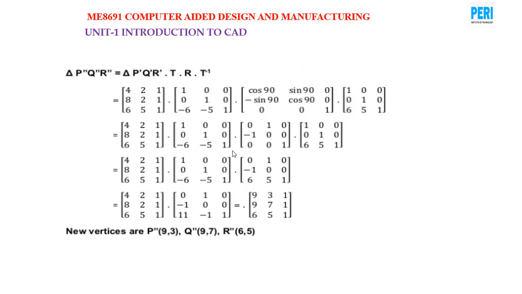Then first you multiply these two, we will get one matrix, further multiply this and this, and finally we will get the answer 93 1, 97 1, 65 1. So the new vertices or new coordinates will be 93, 97 and 65.